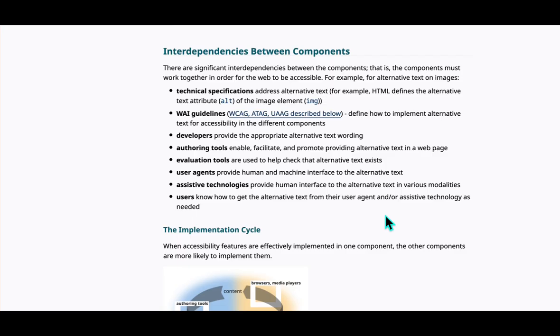For example, for alternative text on images. Technical specifications address alternative text. For example, HTML defines the alternative text attribute alt of the image element, img. Guidelines like WCAG, ATAG, UAAG. I don't know how these are said, but I'm just saying it that way. But WCAG and ATAG we know, and UAAG is what I've just said.